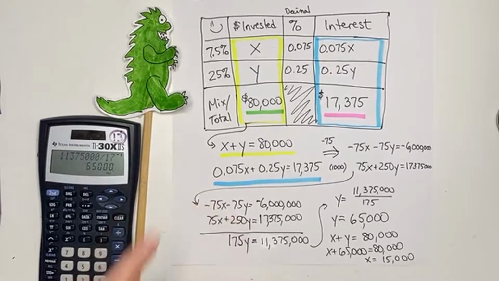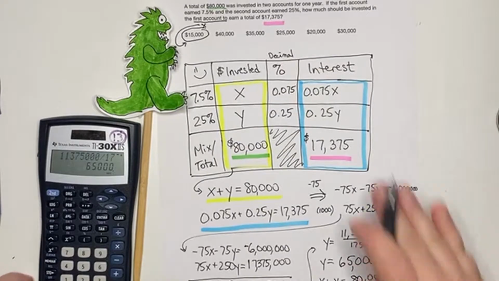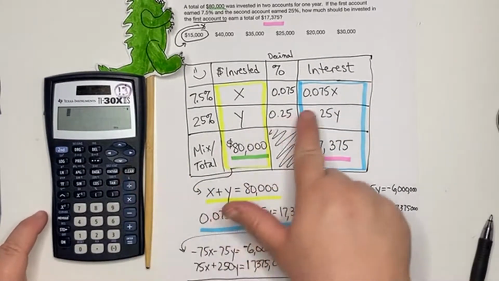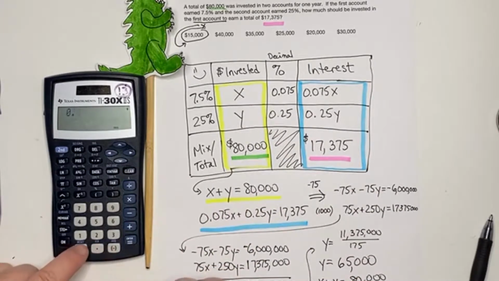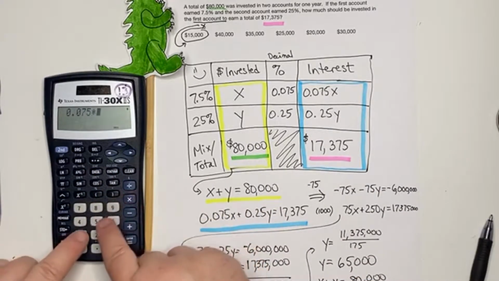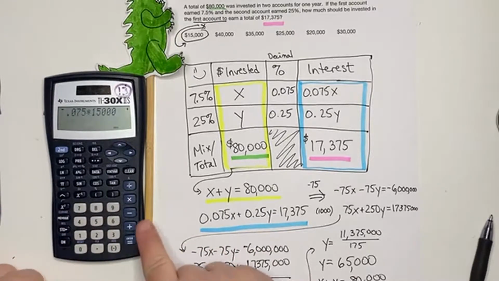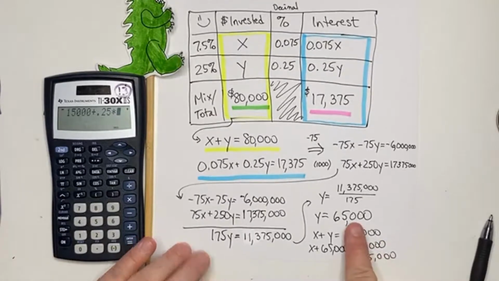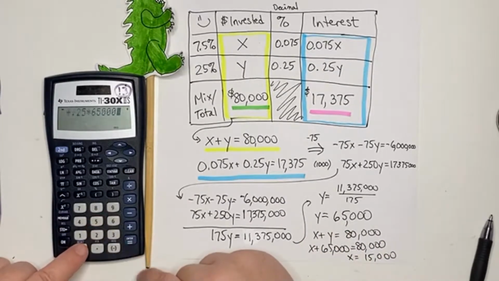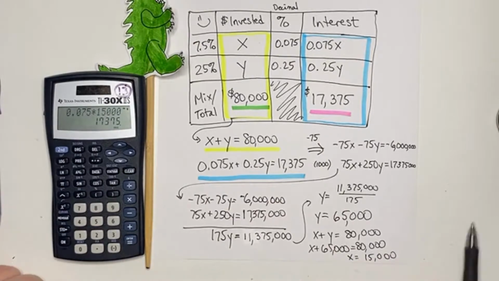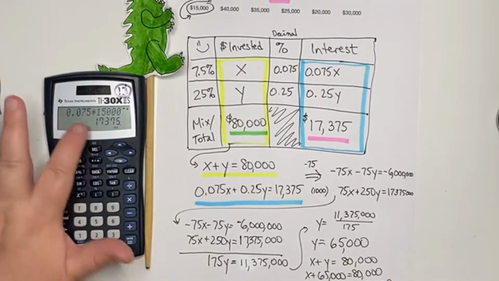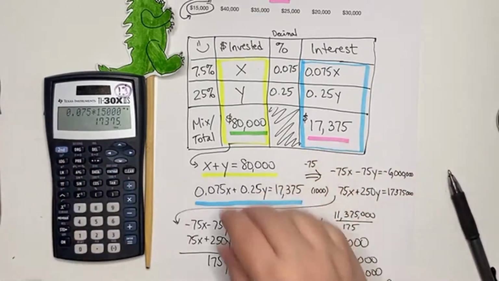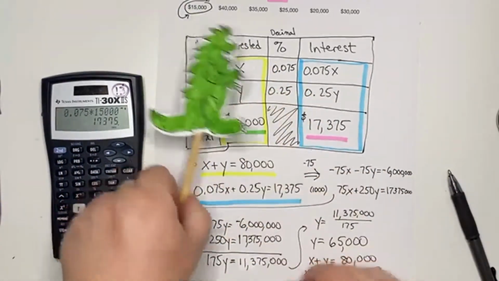Now, can I check this? Absolutely. I'm going to go ahead and check right here. So X is 15,000. So I'm going to do 0.075 times 15,000 plus 0.25 times, and then Y was 65,000, and the total, look at that beautiful, beautiful thing right there. We did it. Yay.